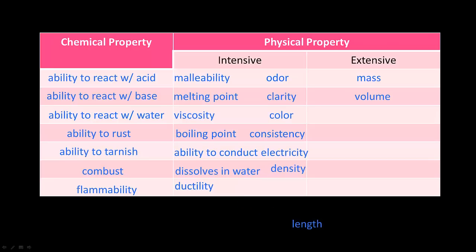Length, that does change depending on how much you have. So it is an extensive physical property. Area also changes depending on how much you have. So it is an extensive physical property. Luster, or how much something shines. It doesn't matter if you have a little bit or a lot. The luster will not change. Hardness, or how hard something is, will not change depending on how much you have. So that also is an intensive physical property.